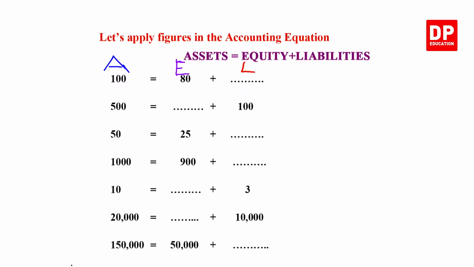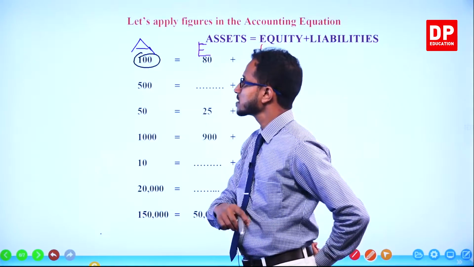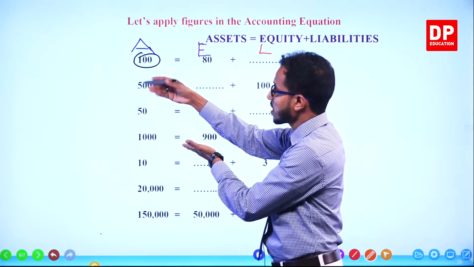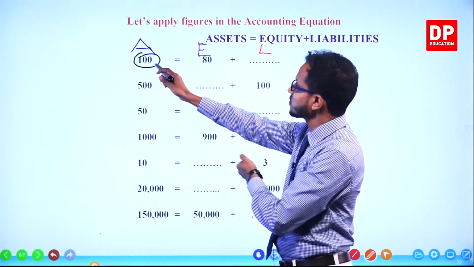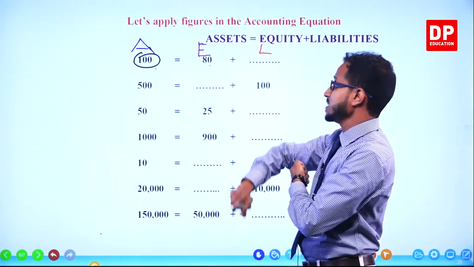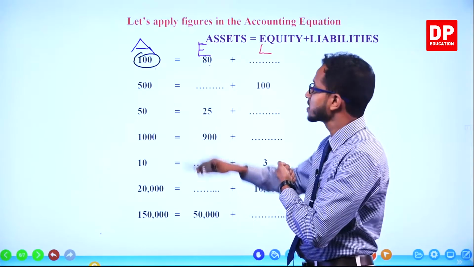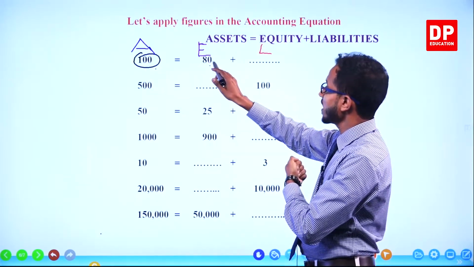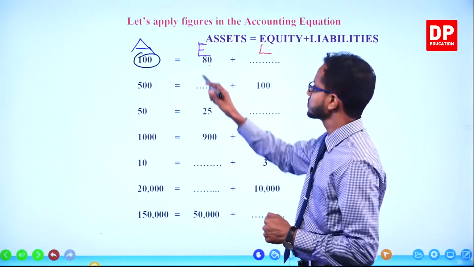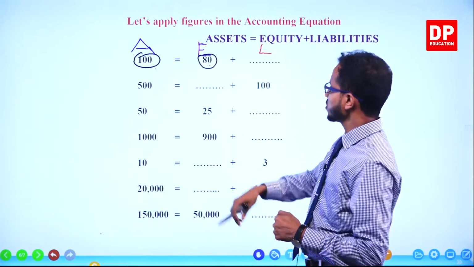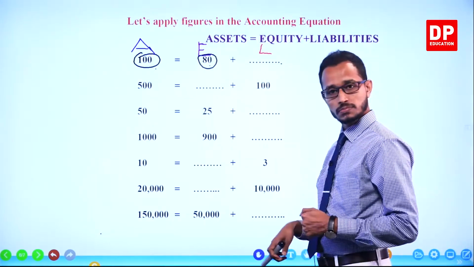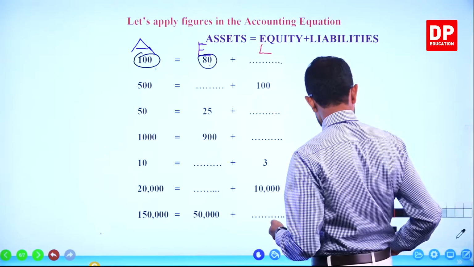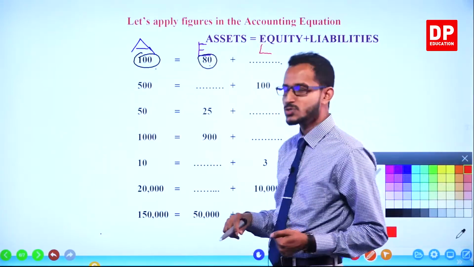Okay, these are liabilities. If 100 worth of assets exist in a business, and out of that 100, 80 is equity, or in other words, out of this 100, 80 belongs to the owner, how much of externally borrowed stuff should be here? Simple, very simple. It's 20. Good.